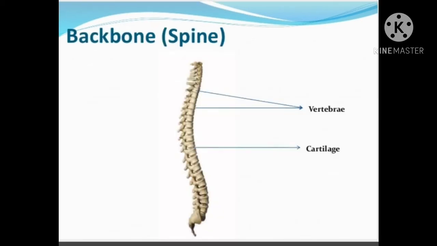The next part of the skeletal system is backbone or spine. It is also called vertebral column. Backbone, it is made up of 33 irregularly shaped small bones, and these bones are called vertebrae. The vertebrae contain a small canal in the center through which an extension of the brain called spinal cord passes. The vertebrae, these are hollow bones just like rings.